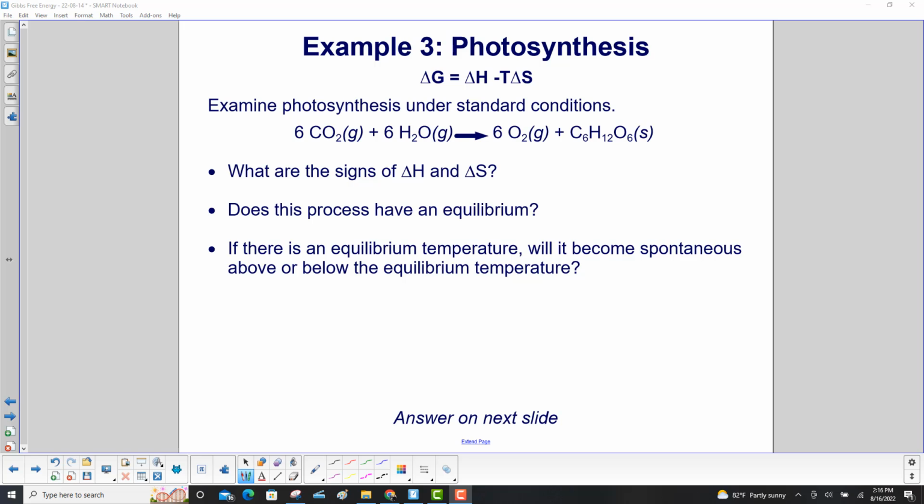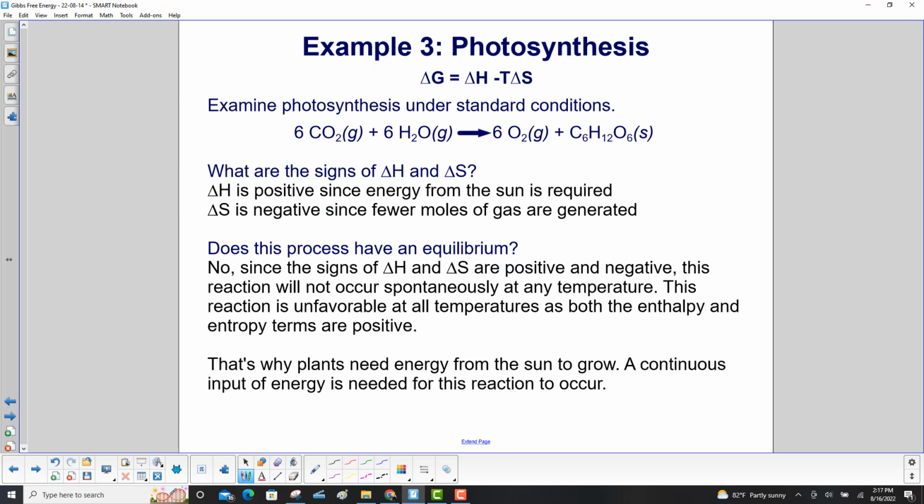Example 3, photosynthesis. Carbon dioxide plus water yields oxygen plus glucose. What are the signs of delta H and delta S? Does it have an equilibrium? And if so, does it become spontaneous above or below the equilibrium temperature?